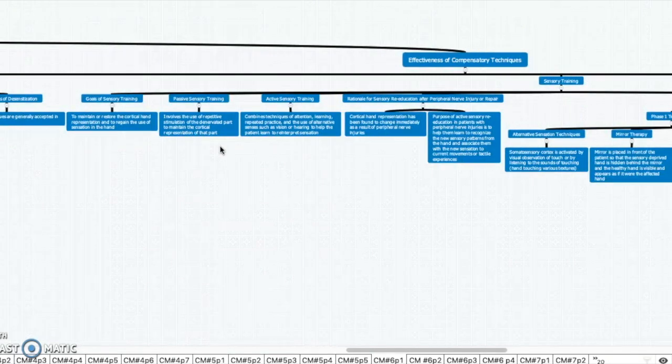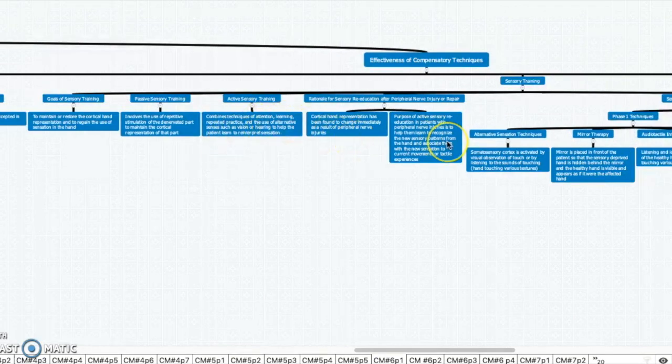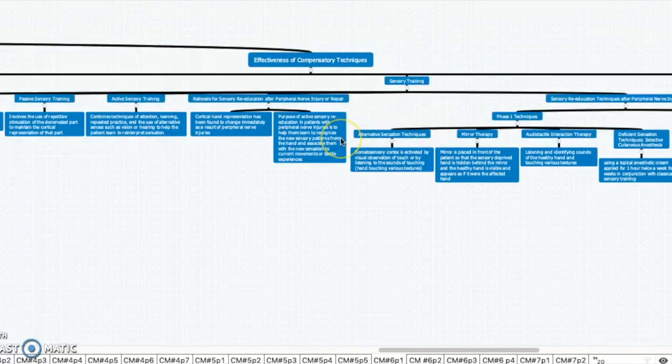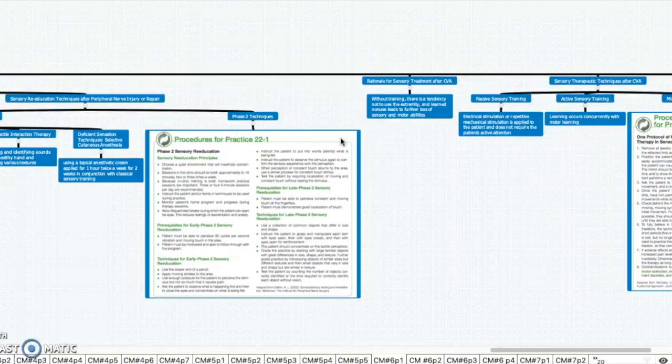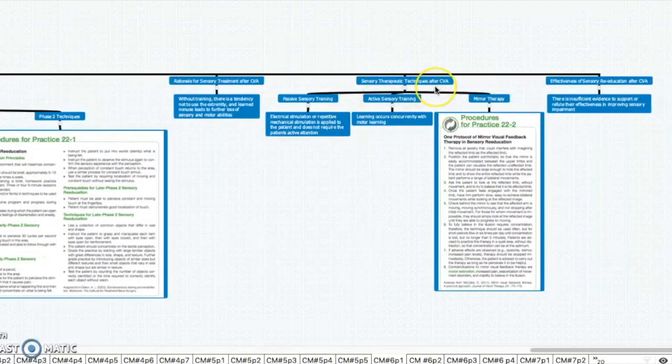And with sensory training, the goal is to maintain or restore the cortical hand representation and to regain the use of sensation in the hand. And these are some examples of training and re-education. And then there's also sensory therapeutic techniques after a stroke. So there's passive sensory training and active sensory training, as well as mirror therapy. However, there's insufficient evidence to support their effectiveness.